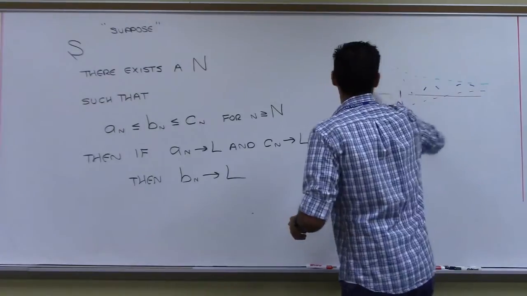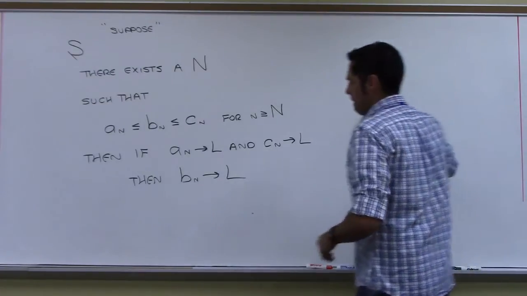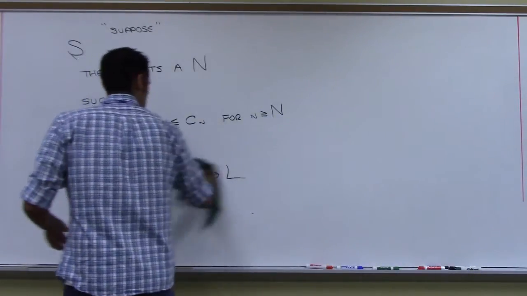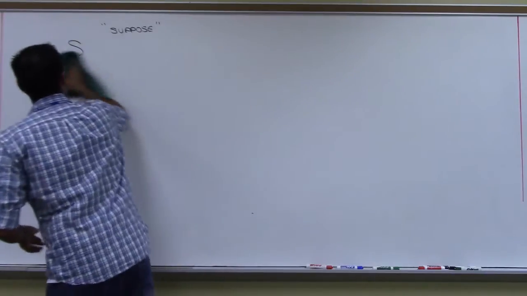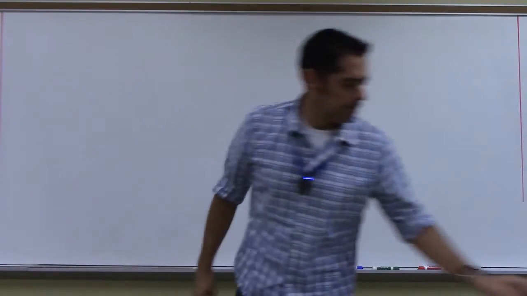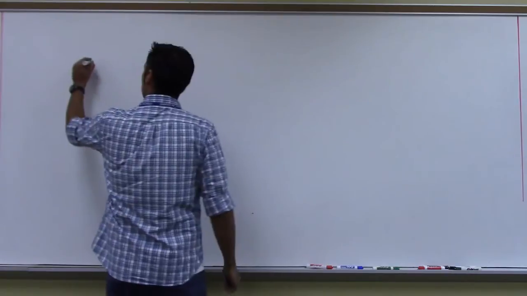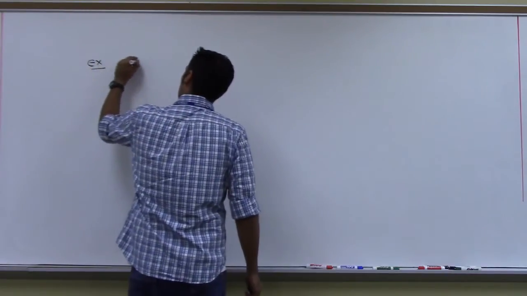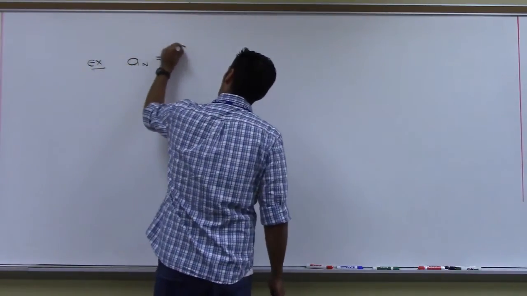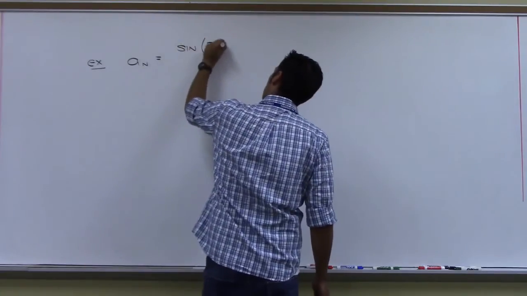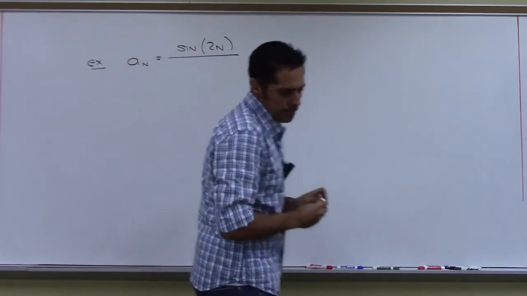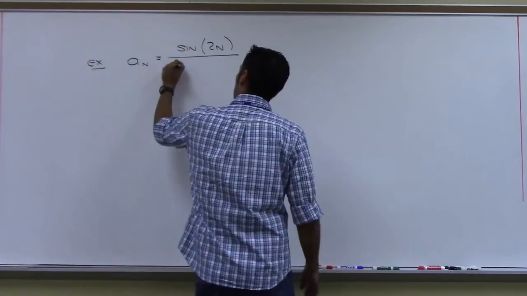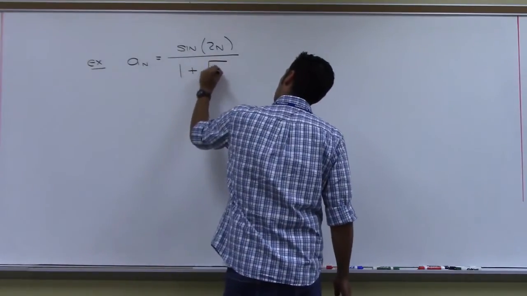All right, so let's do one. As an example, a sub n equals sine 2n over 1 over the square root of n.